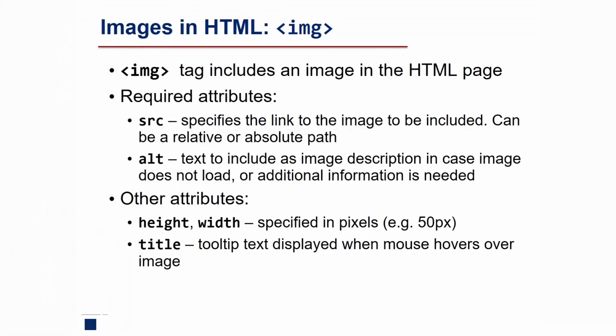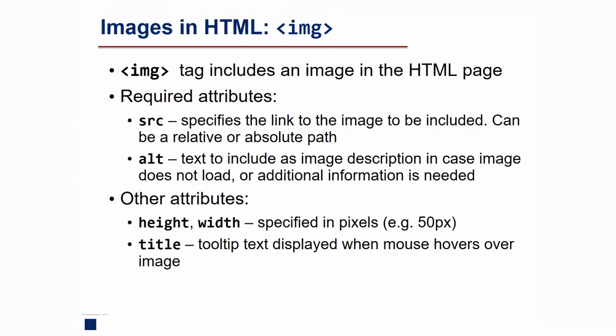How do we get images into our HTML pages? We do that using the image or IMG tag. The IMG tag tells the web browser to show an image in that particular spot. Now, the image is not really in the HTML page. Remember, HTML is just plain text. Rather, it's a link. It tells the browser to go get that image, and we'll talk about where it gets it in a little bit.